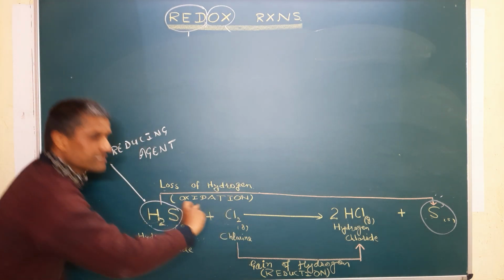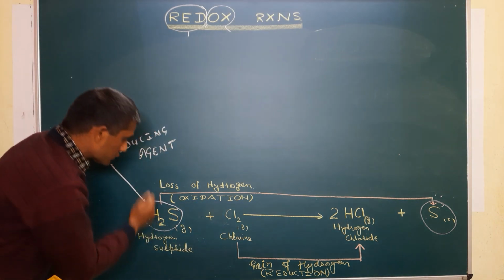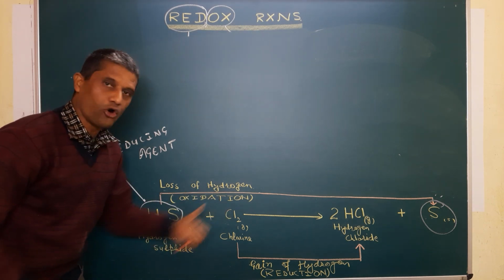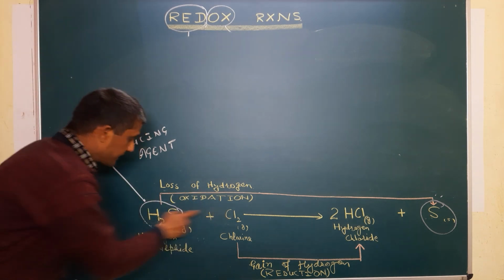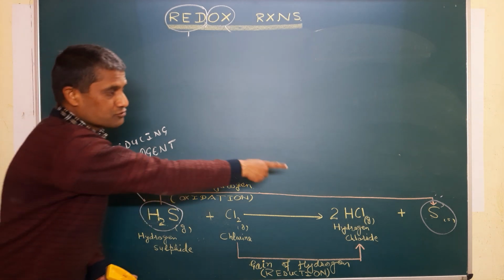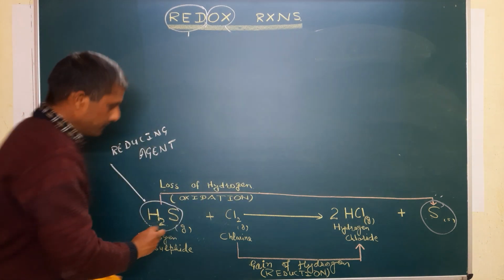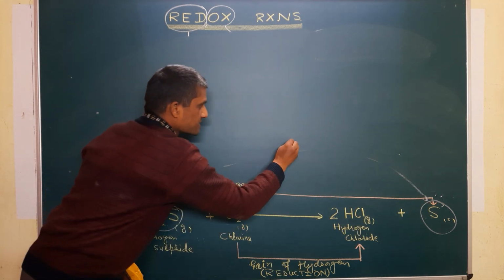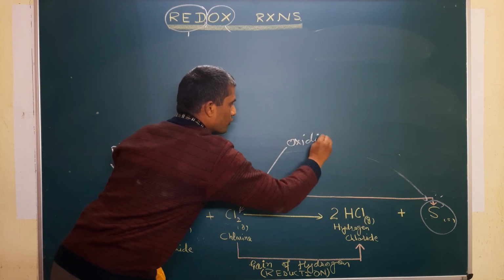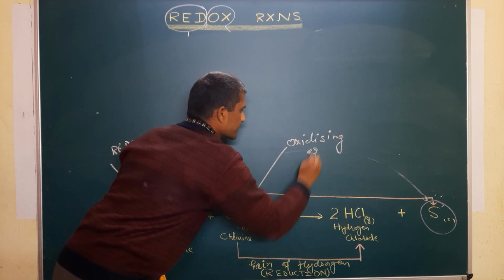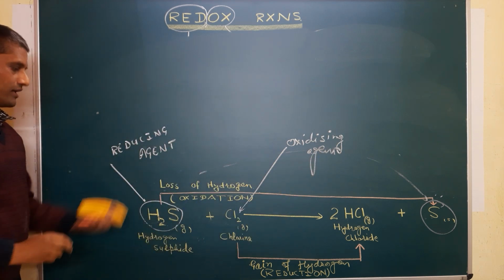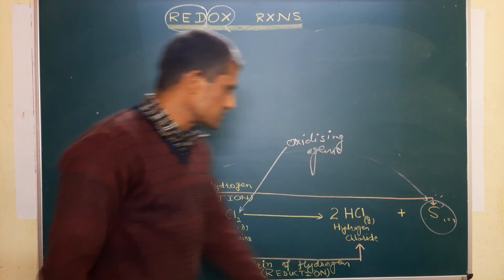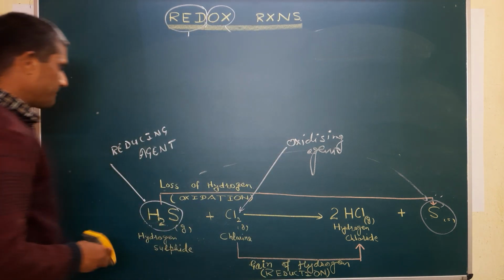So since chlorine is causing the loss of hydrogen from hydrogen sulfide, and we know loss of hydrogen is called oxidation, it means chlorine is carrying out the oxidation of hydrogen sulfide into sulfur. Here it is, hydrogen sulfide into sulfur, and hence chlorine is known as the oxidizing agent. Chlorine is here the oxidizing agent. One is reducing, another one is oxidizing, and that's the second definition, which is being illustrated by means of the chemical reaction here.